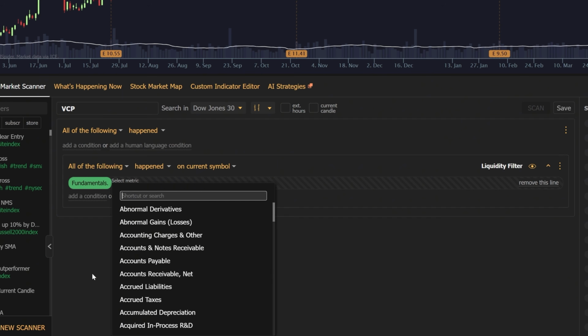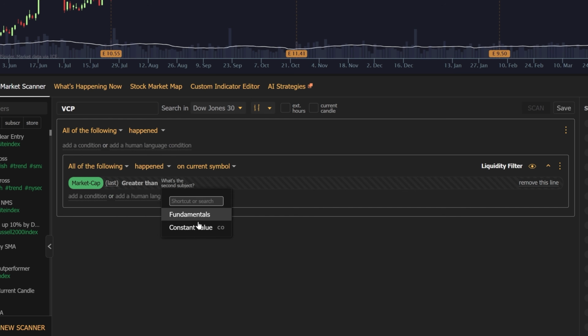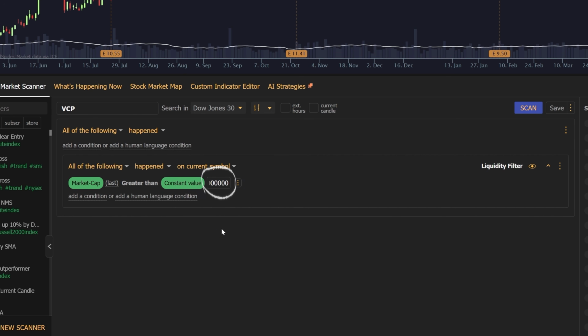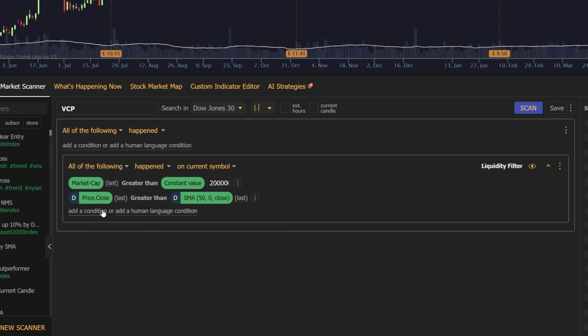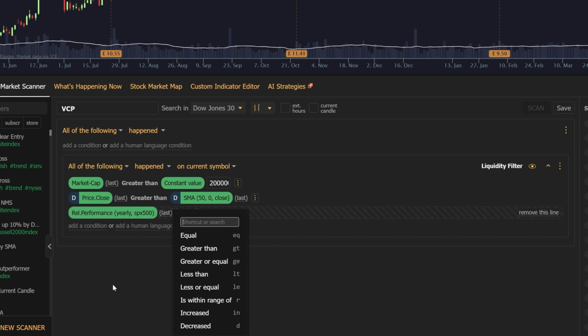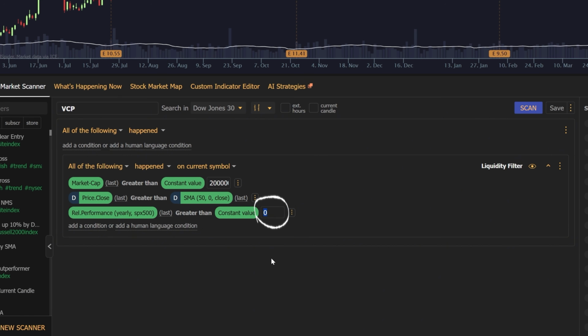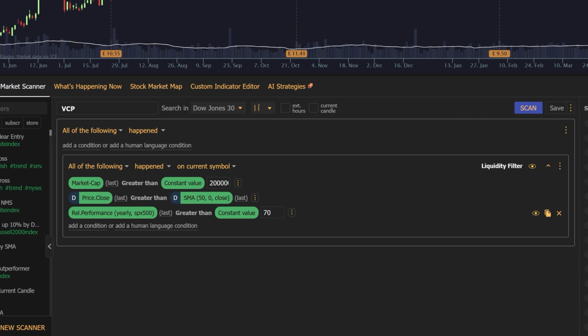A market cap greater than $2 billion to focus on more established stocks. Price above the 50-day SMA to ensure the stock is trending, and a relative performance score over 70, which means the stock is outperforming more than 70% of the S&P 500, which is a strong sign of leadership. These filters help us zero in on high-quality liquid names that are showing strength, just like the VCP calls for.